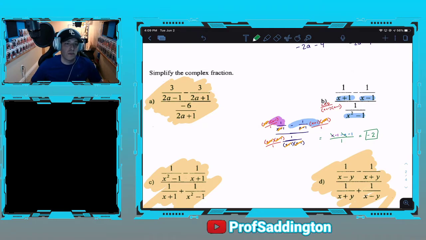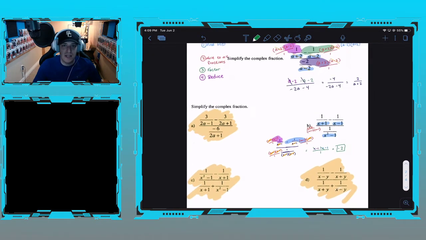Okay, so make sure you're checking to see if they can be factored first. The reason why I skipped over A is because there was nothing that needed to be factored there. So you can just start off by doing the LCD in part A. Okay, so I'm going to end it on that.